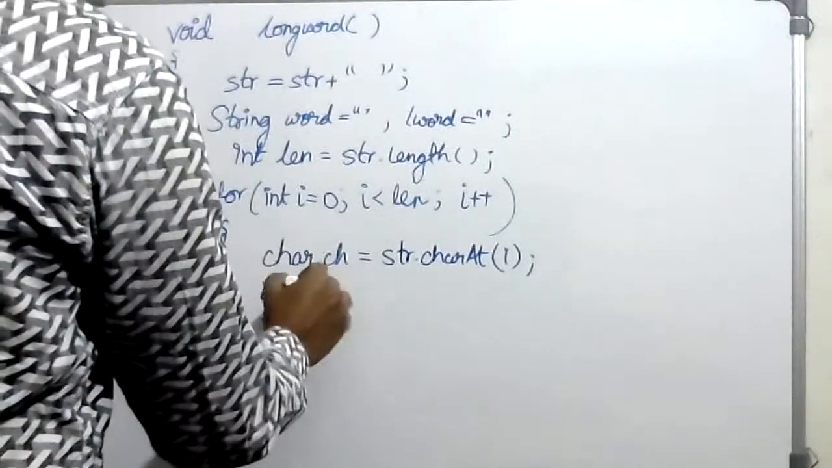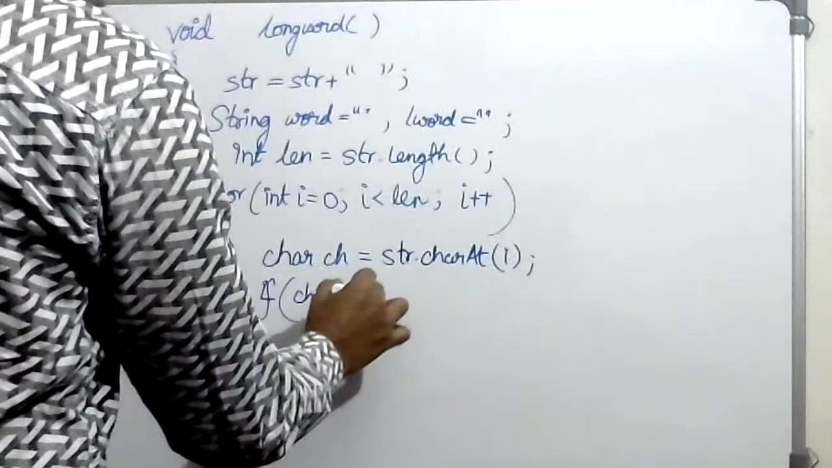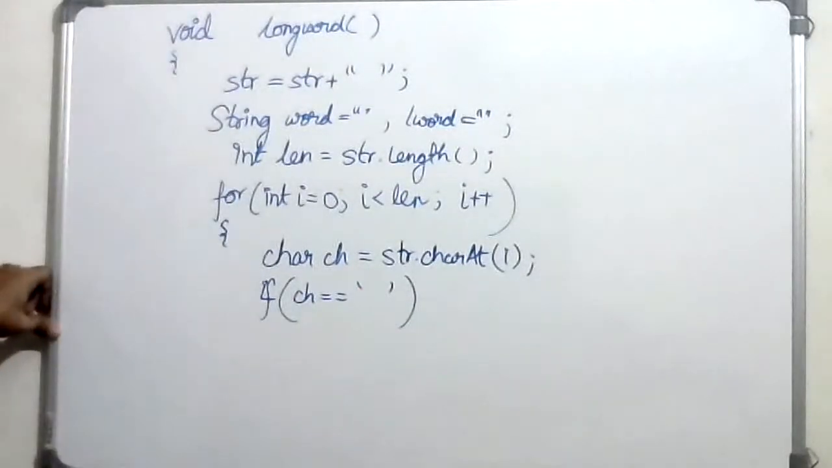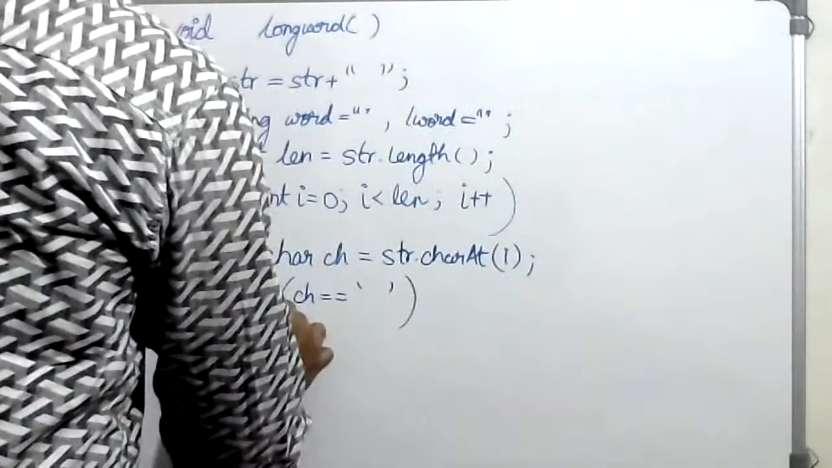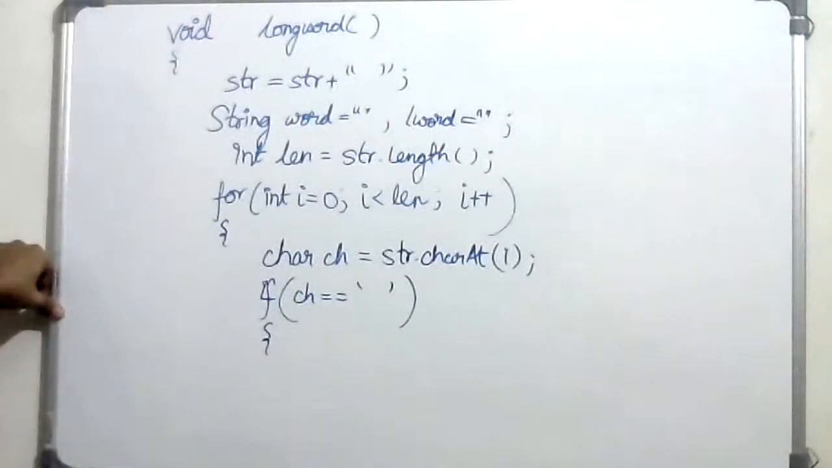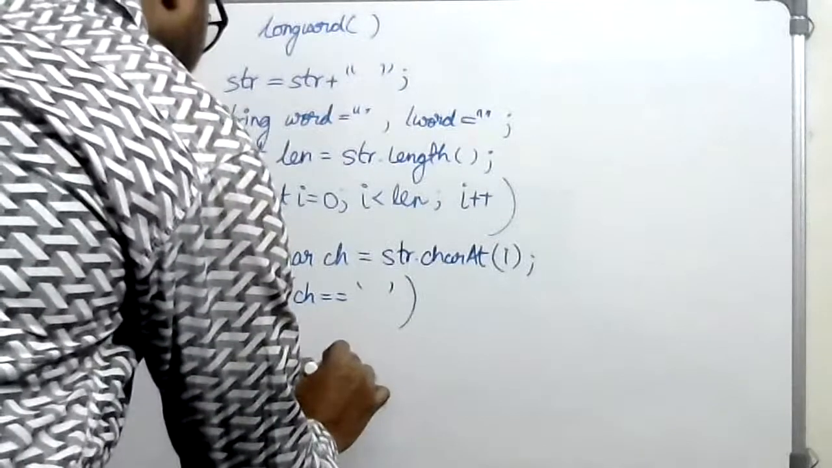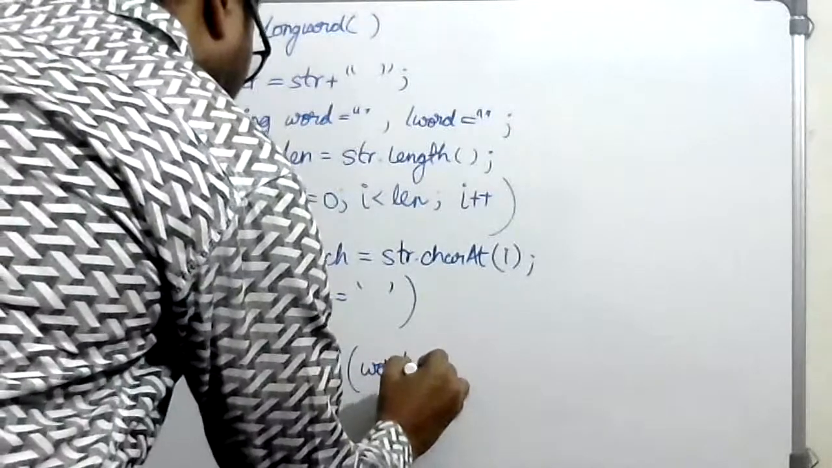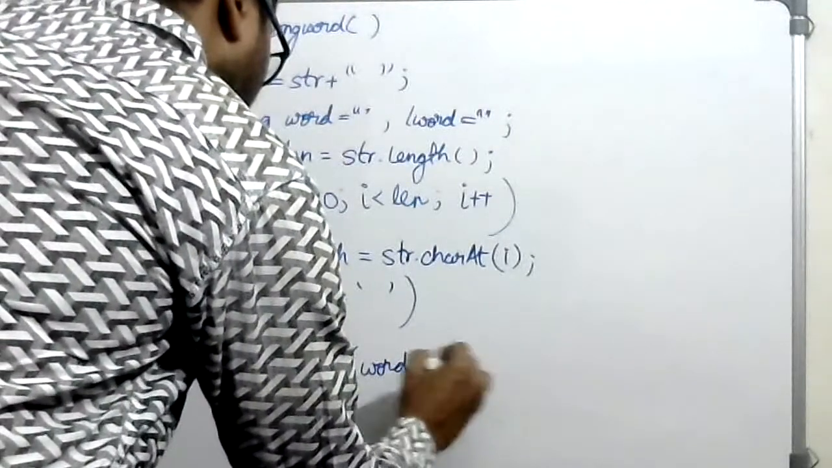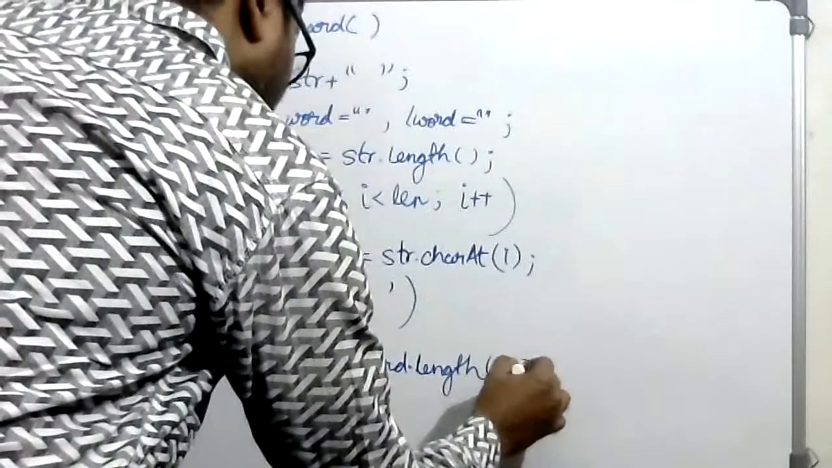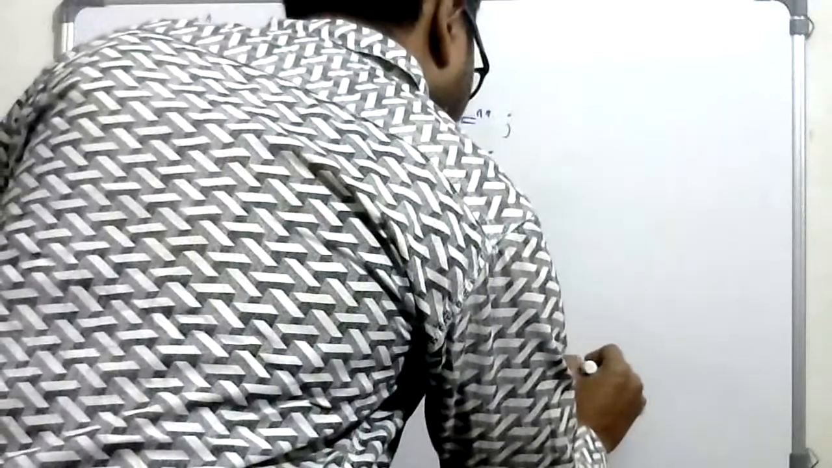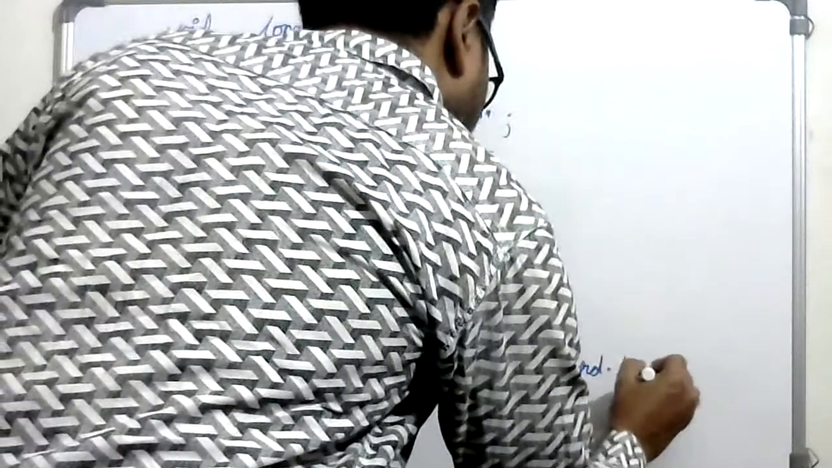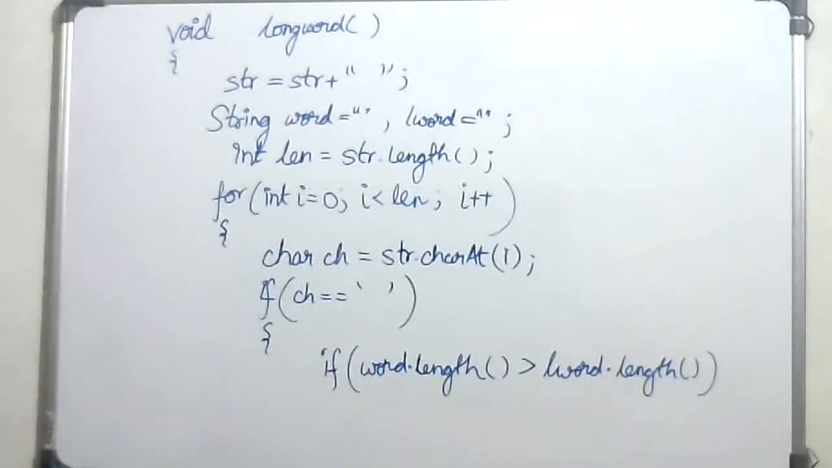If ch is a space, which means we have already formed a word, right? So inside, we'll simply check if word.length is greater than Lword.length. Just the checking that I mentioned before starting the program code.